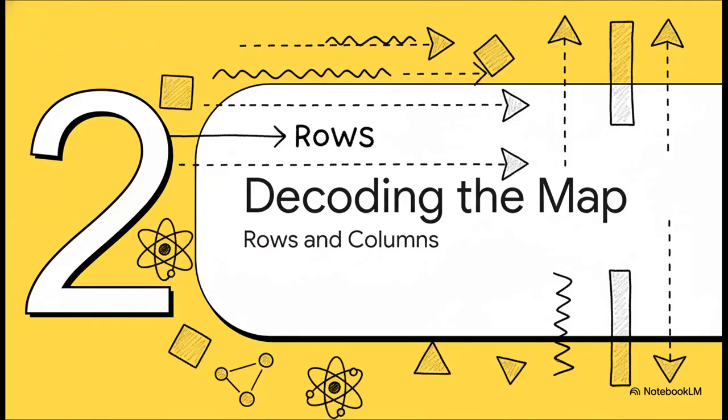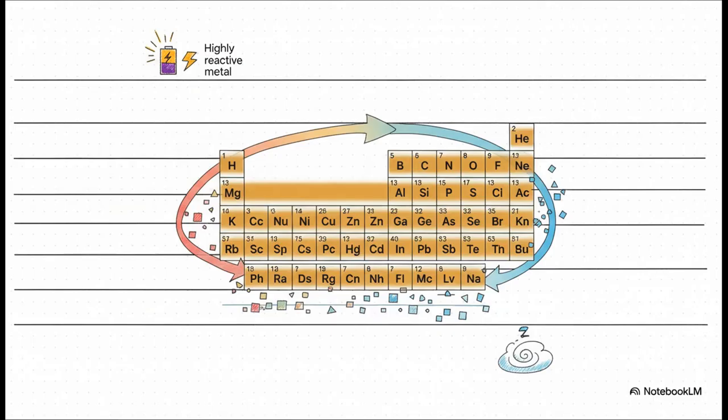Okay, so we know the why behind the design. Now, let's get our hands dirty and figure out how to actually read this thing. Think of it like a map, and we're going to start with the two most basic directions, going across and going down. First up, let's look at the horizontal rows. We call these periods, and a good way to think about them is like a journey.